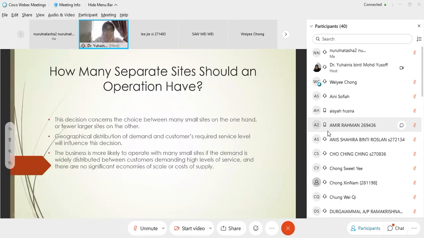We only have these 2. Okay. All right. Okay, stay on this slide. Okay, the business is more likely to operate with many. The first one is this decision concerns the choice between many small sites on the one hand or fewer larger sites on the other. Your English is very, ya Allah, pening saya baca. The decisions concern the choice between many small sites on the other hand or fewer.